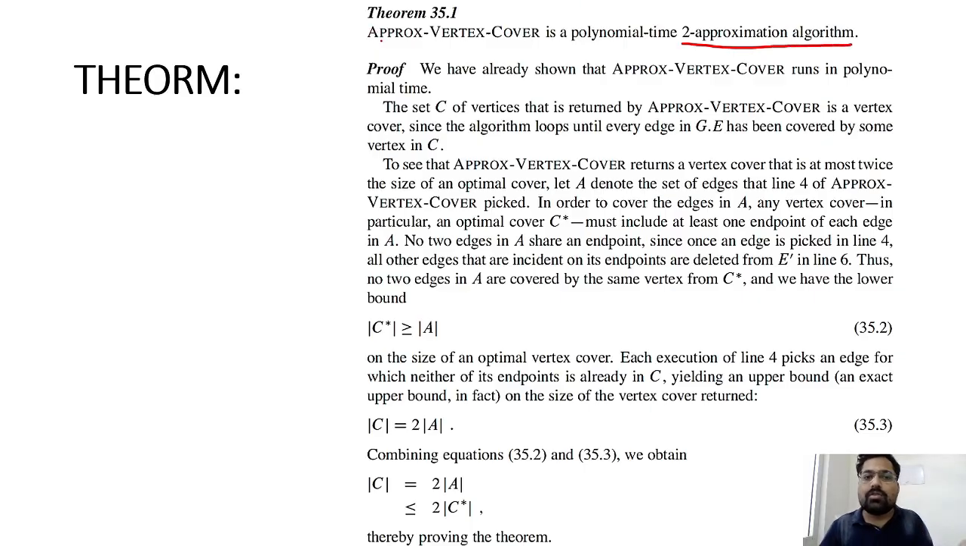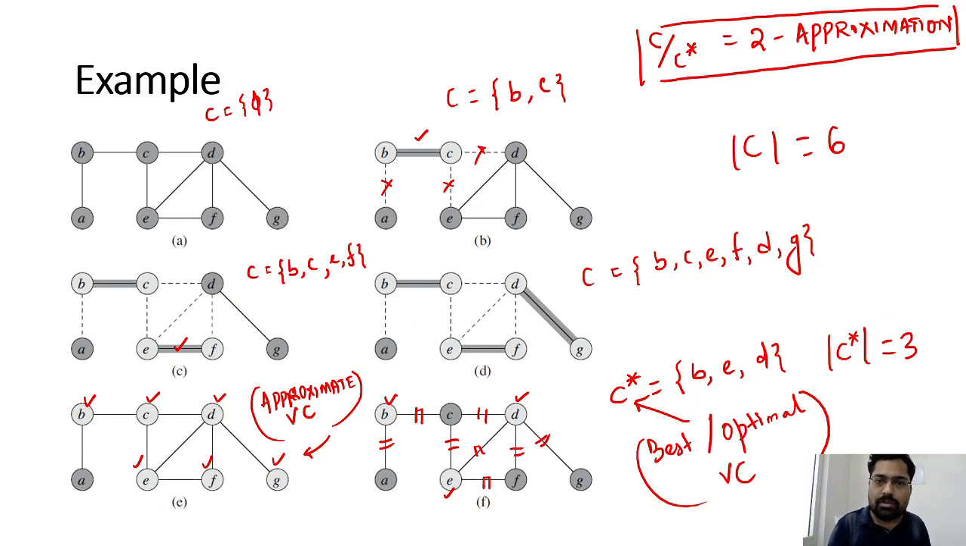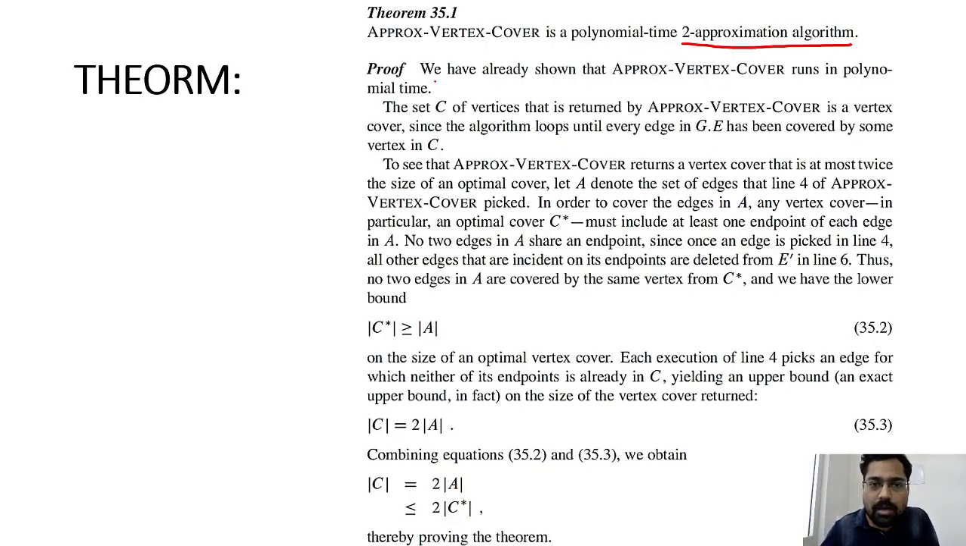It just shows that whatever approximation you have done, you are getting polynomial time exactly, but that is two approximation, which means it is two times more than the optimal answer. What should be the optimal answer is this one, but it is two times more. The approximation value which you got is two times more. That's why it is two approximation. Clear?